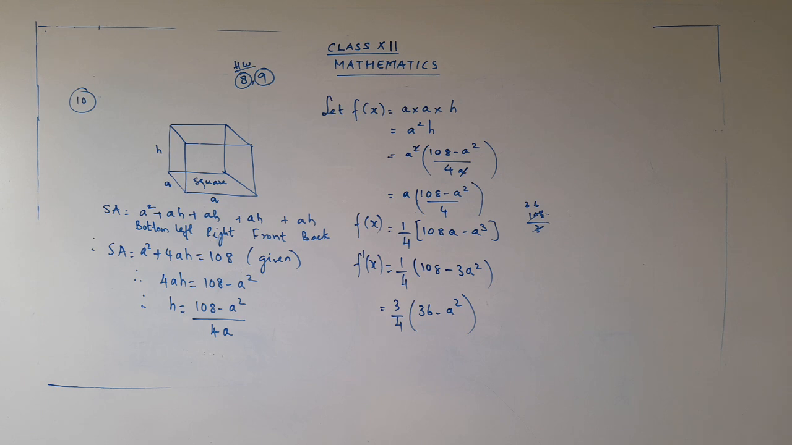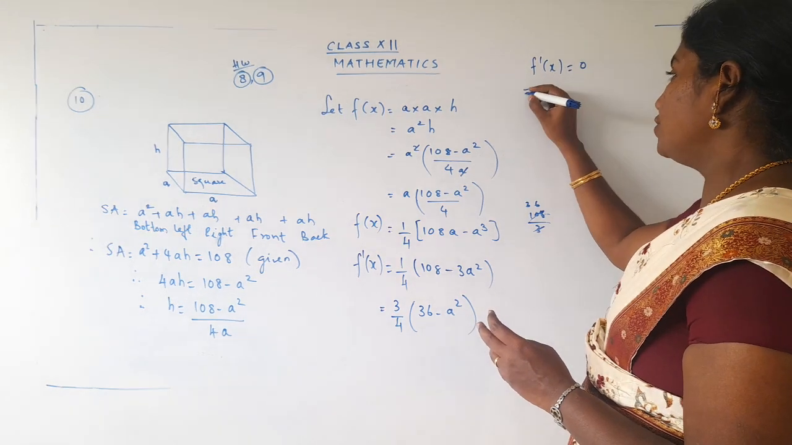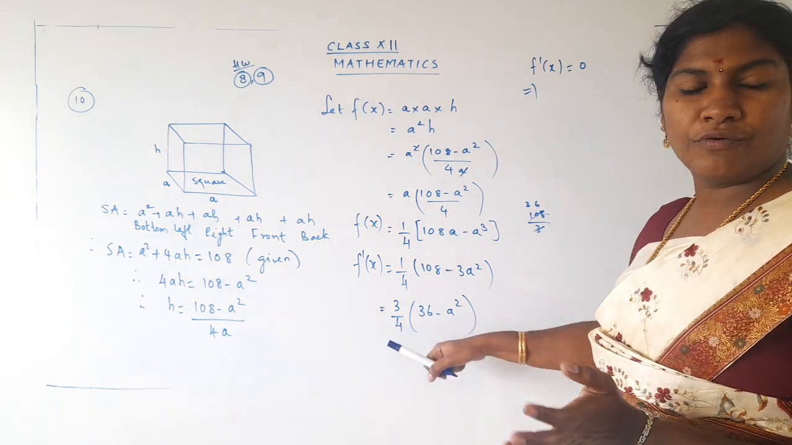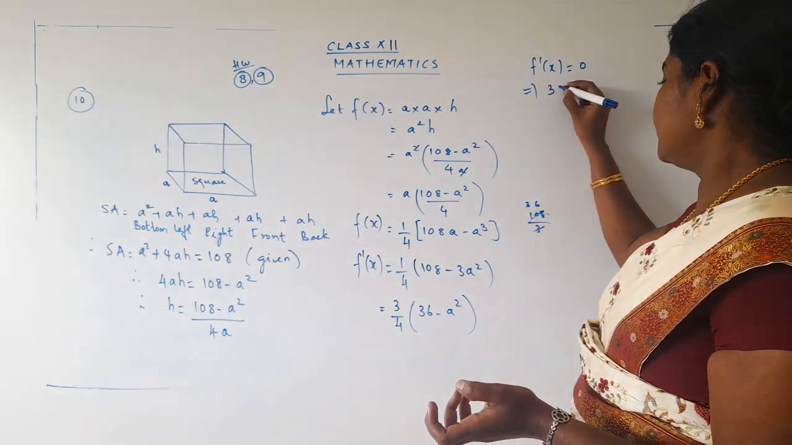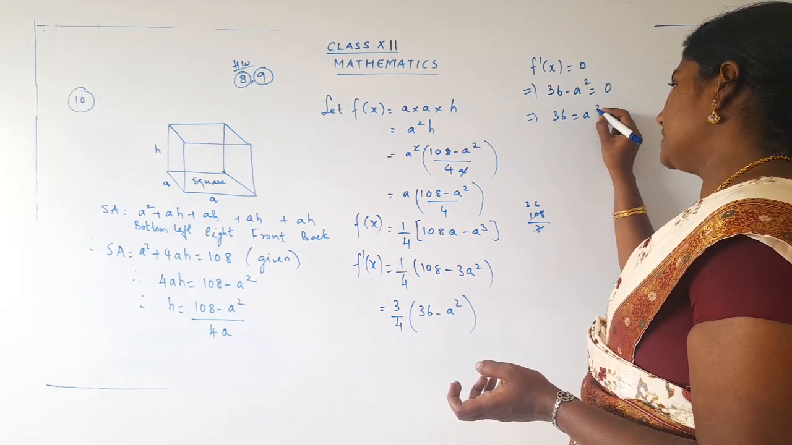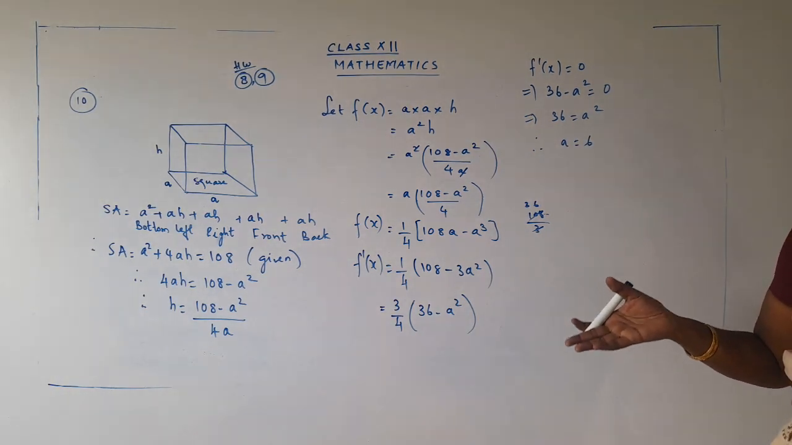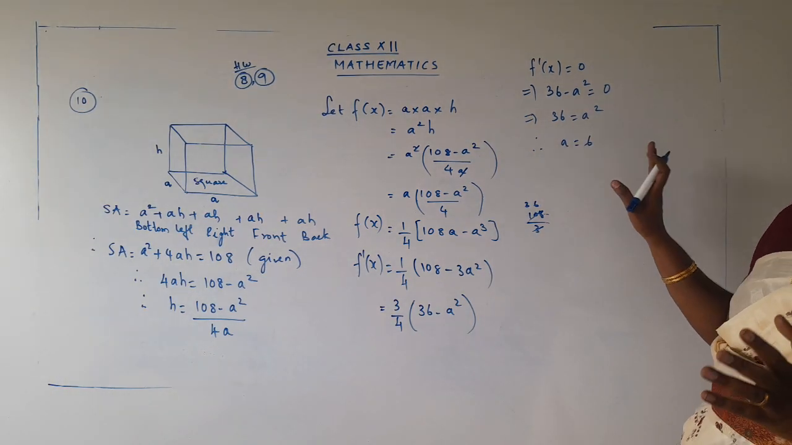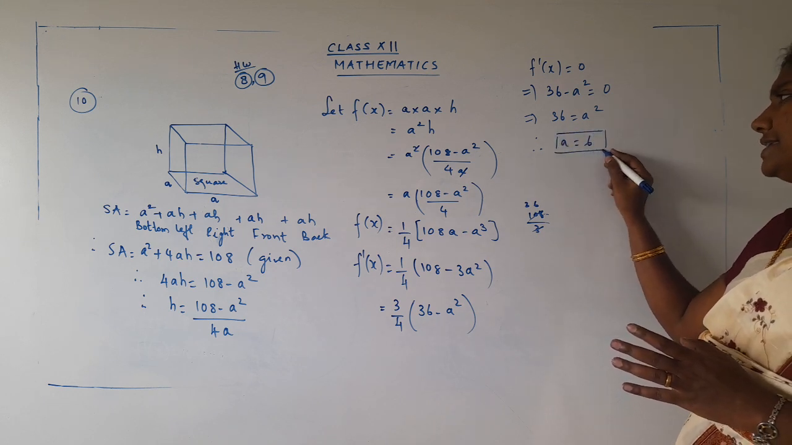So after completing f dash x, we have to equate f dash x to 0. Let's put f dash x equal to 0. I get here f dash x is equal to 0, which implies 3 upon 4, when it goes to the right hand side it will turn to 0. So just take down the bracket part. I get 36 minus a square is equal to 0, which implies 36 is equal to a square. Therefore a is equal to 6. Again here we are talking about the dimensions of the cube. Yes, children, so no need to go for the negative sign, just consider the positive sign. So the value for a is equal to 6.